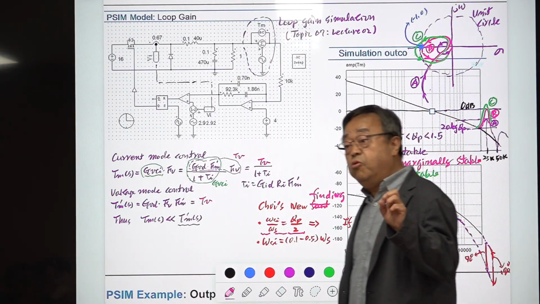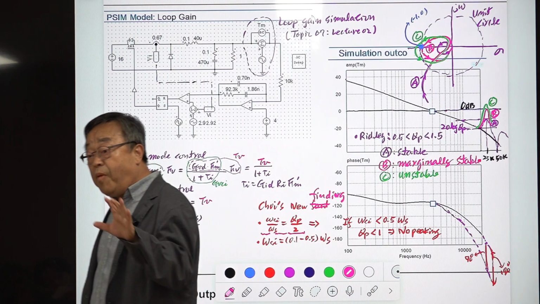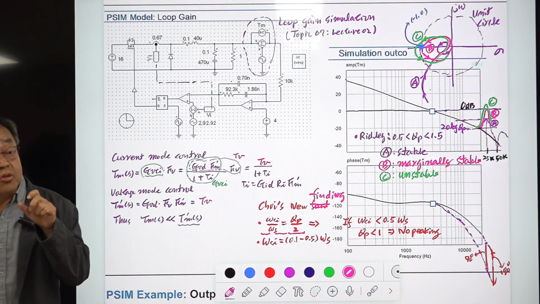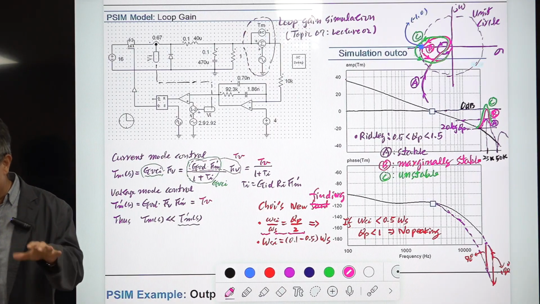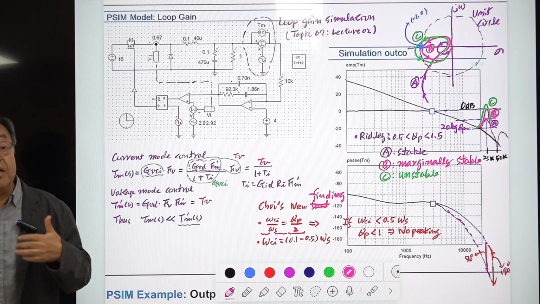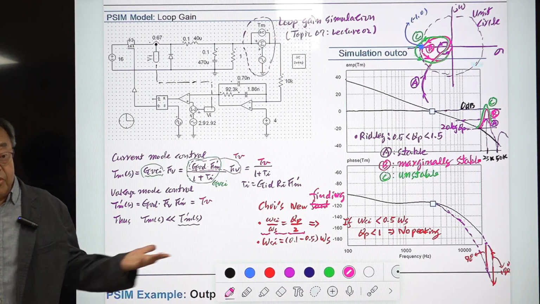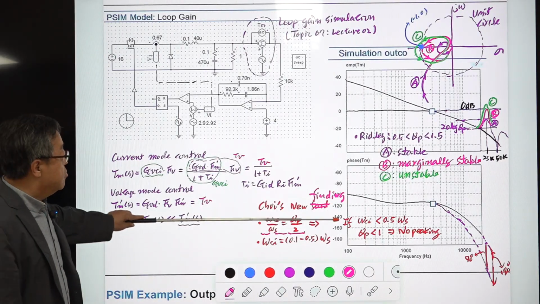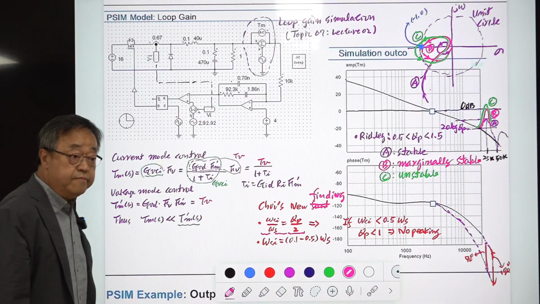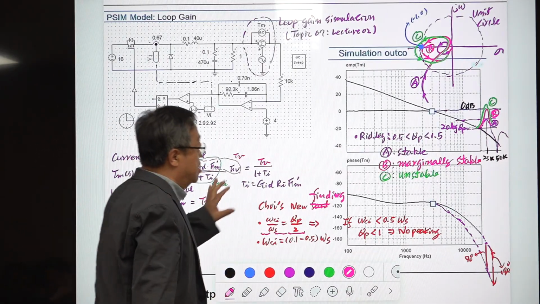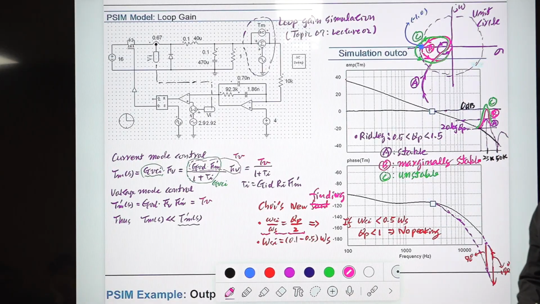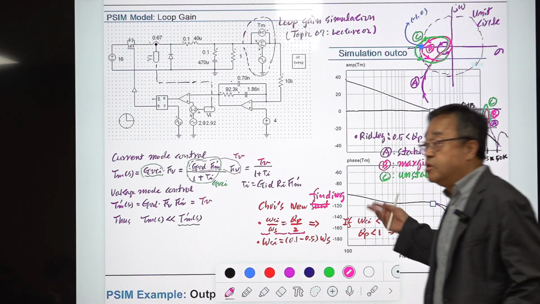So I said this new model is pushing you to see what you don't have to see. That can be true, not totally, but partially. You understand this? So this is very important. If you understand this, it really helps to understand the sampling effect of the current mode control, which will be discussed later.